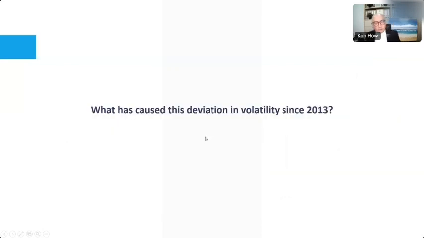Now, we have to examine what is the cause of this deviation in volatility. In the past, especially before 2013, my observation is that the DCE and CBOT soybean oil had been moving in alignment, pretty much together.